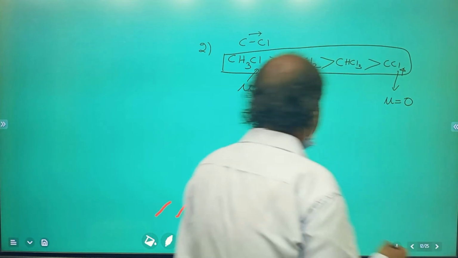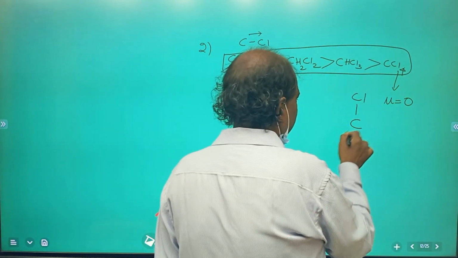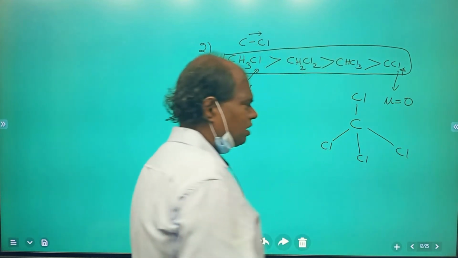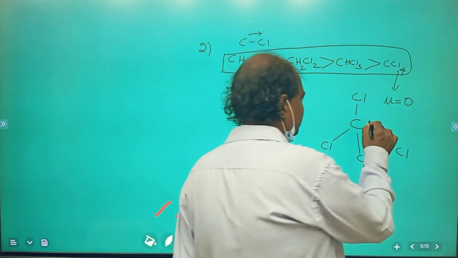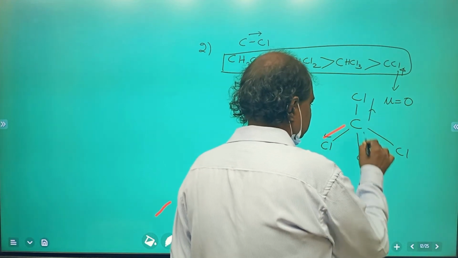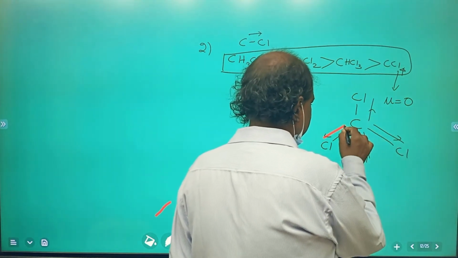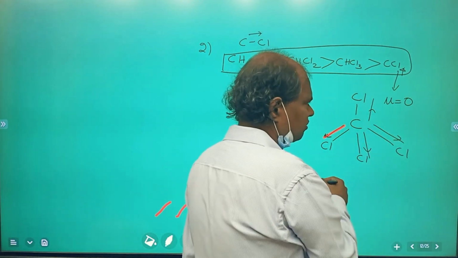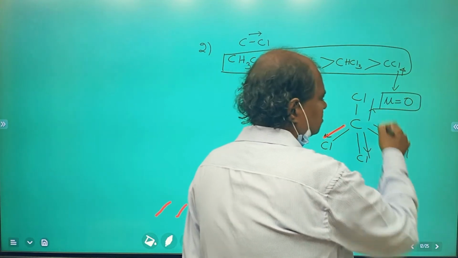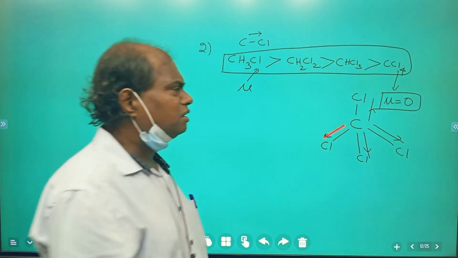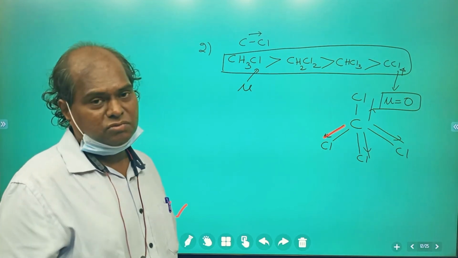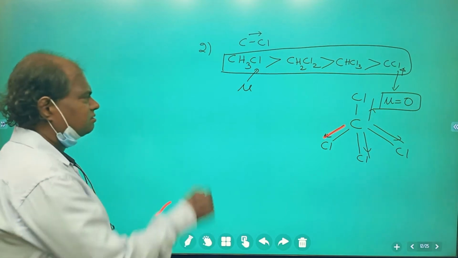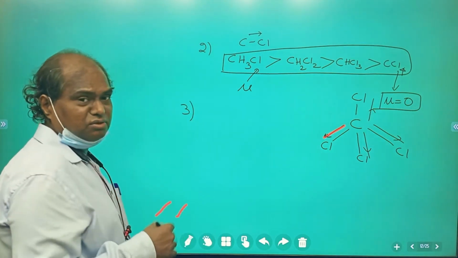And in fact, students, CCl4 will have 0. CCl4 will have 0. Why? Again, the same reason. Suppose you draw 4 chlorines, right? Correct? So what will happen, all the vectors will get cancelled. Plus to minus, plus to minus, plus to minus, plus to minus, right? Yes. So all of them will get cancelled and you will get net 0. Very clear? So CCl4 will be 0. So this will be the order of dipole moment.